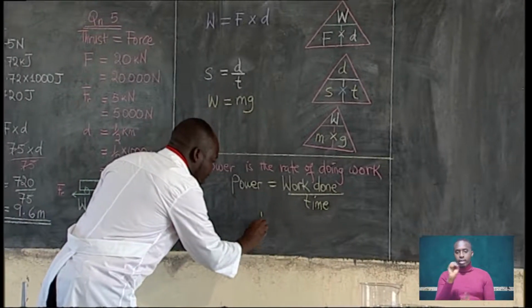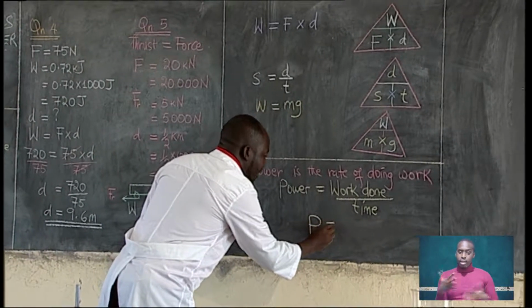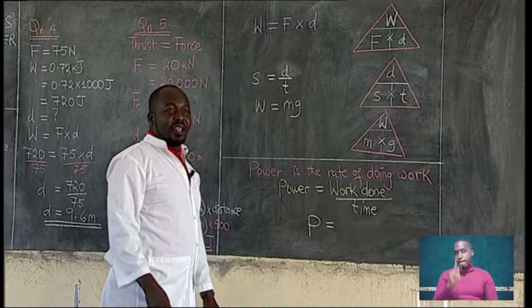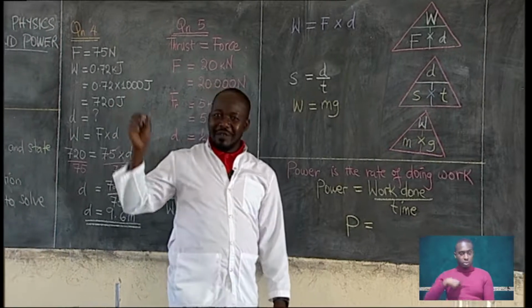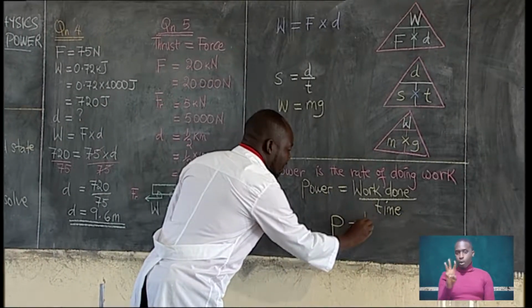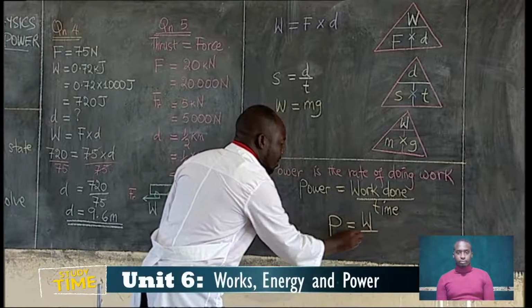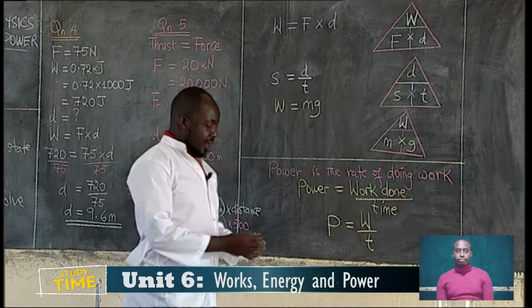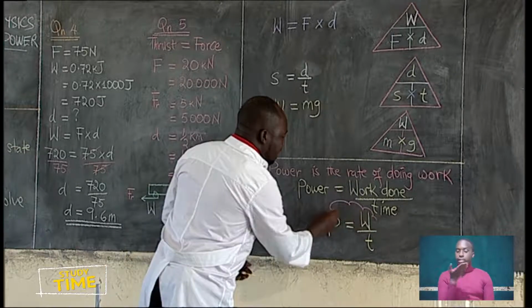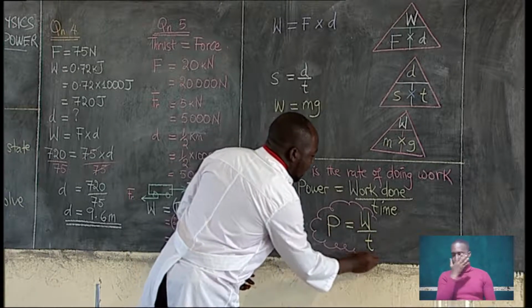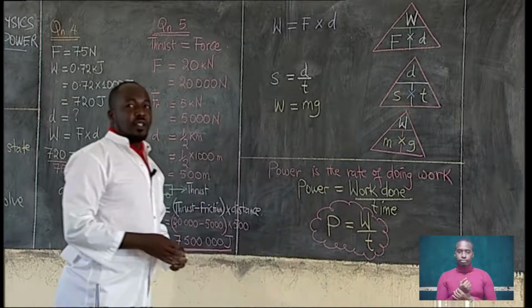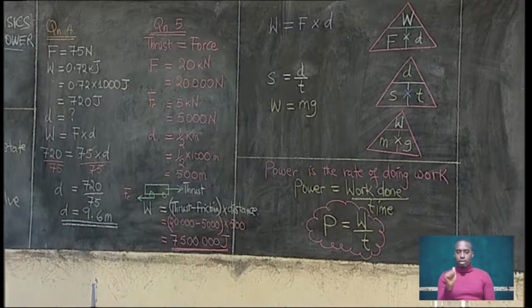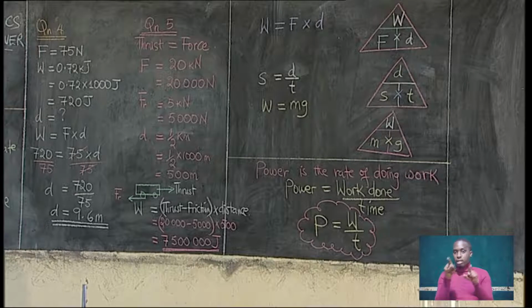What symbol do we use for power? It is P. What symbol do we use for work done? We have already seen that before. The symbol we use for work done is W. And what symbol do we use for time? It is T. And so this becomes our beautiful formula. Power is work done over time. Power is W over T.